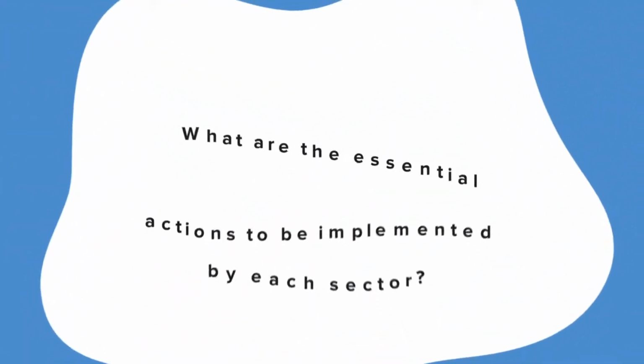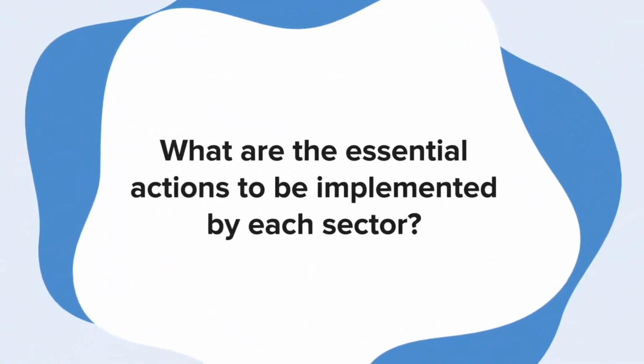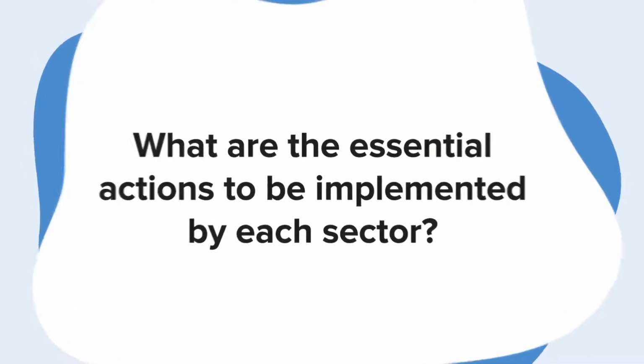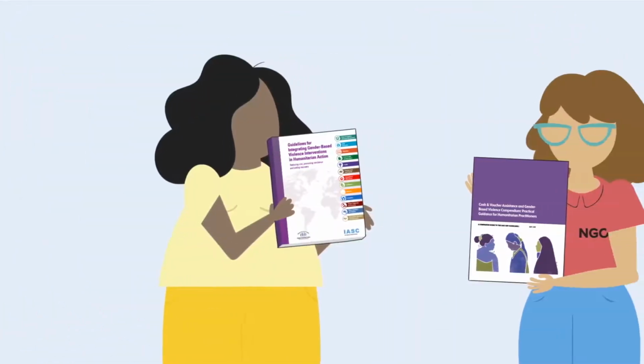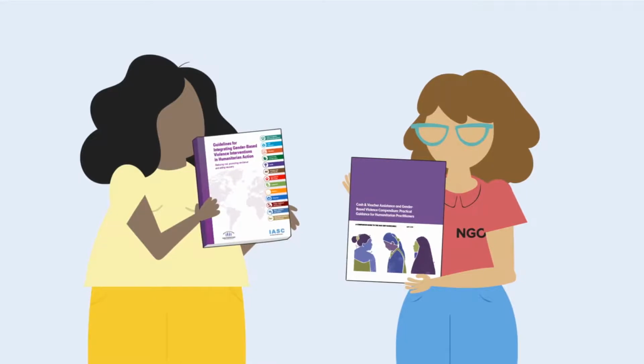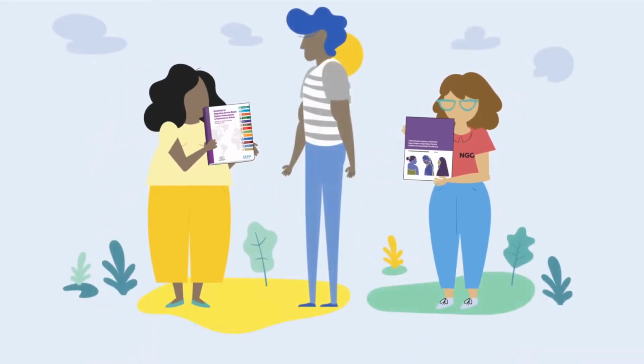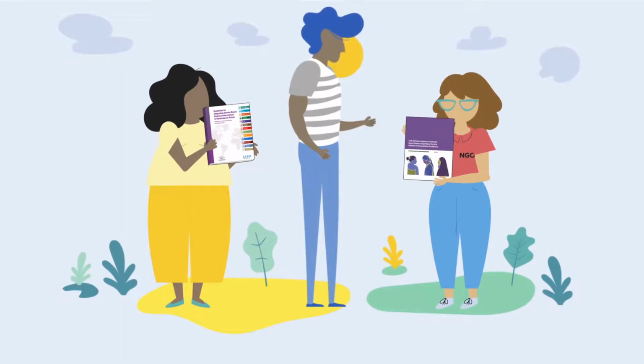What are the essential actions to be implemented by each sector? Refer to the IASC GBV Guidelines from 2015 and see the section on essential actions and minimum commitments for emergency response. You can find a link at the end of the video.